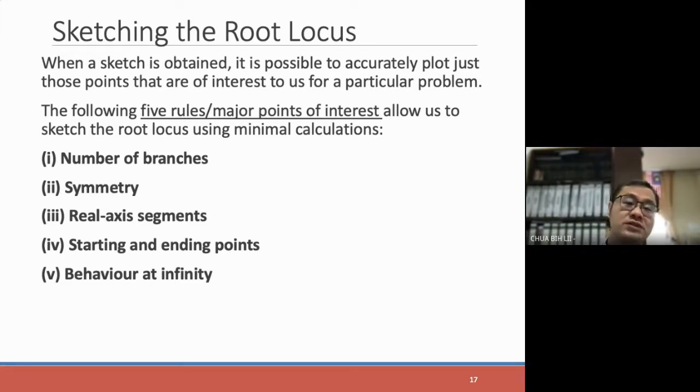So how to sketch: the basic idea is to just use five rules, or five major points, to describe a whole root locus. First is the number of branches. Second is whether it's symmetric or not. Third is the real axis segment, then the starting and ending points, and finally whether it will go to infinity or not, right? So these five characteristics of the root locus we may want to highlight in our sketches.